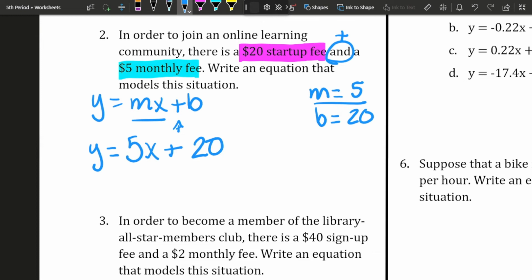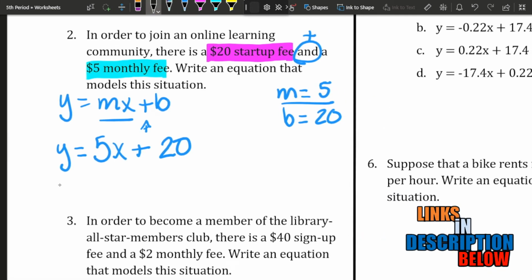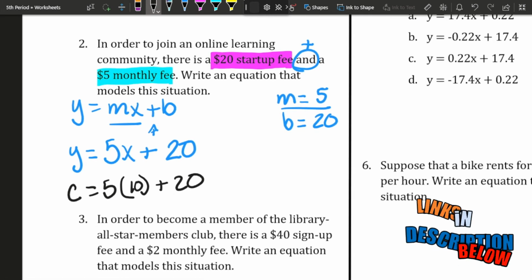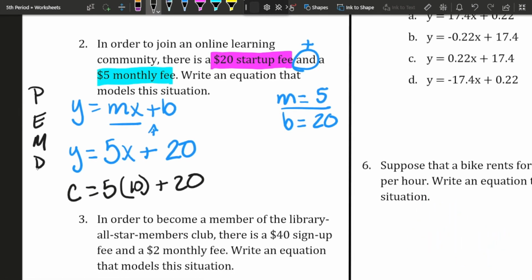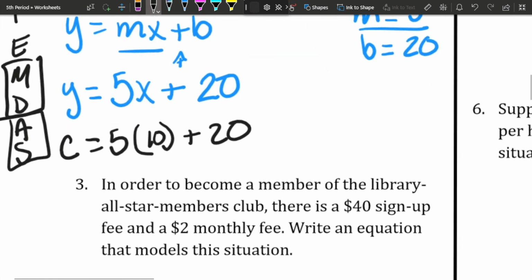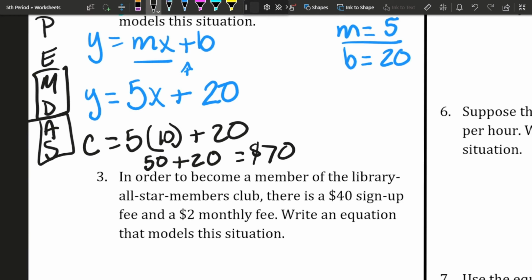So if I wanted to know the total cost of 10 months, for example, all I have to do is change the value of x. So the total cost will be 5 times however many months, let's say 10 months, plus 20. In order to solve this, we're gonna call on PEMDAS. Y'all remember PEMDAS? Parentheses, exponents, multiplication and division, whatever happens first, and then addition or subtraction, whatever happens first. So in this case, 5 and the parentheses, they're multiplying. 5 times 10 is 50, plus 20. So the total cost for being a member for 10 months will be what? $70. That's how you find this type of question. That's what the x means.